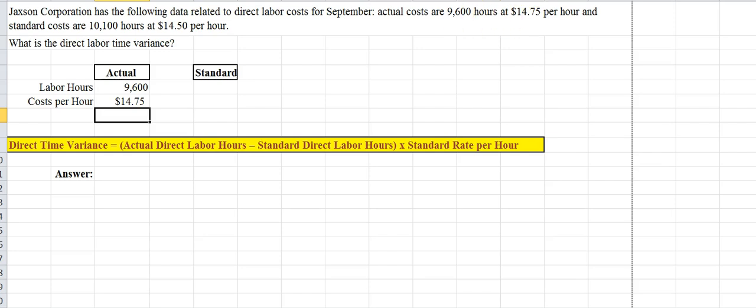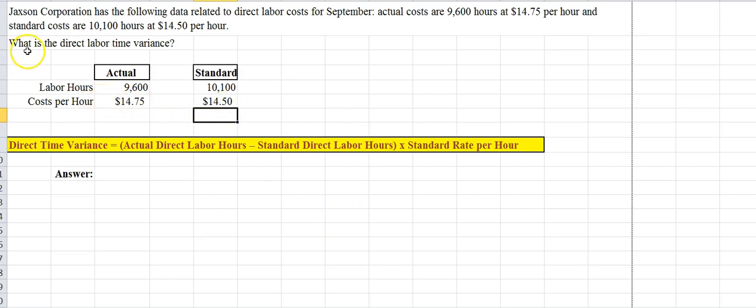And the standard, the expectation for the industry, was 10,100 hours. So you spent less hours, so the hours is going to be a favorable variance. And at 450, well, you paid more than you anticipated as far as the standard goes, right? So this is going to be a negative variance.